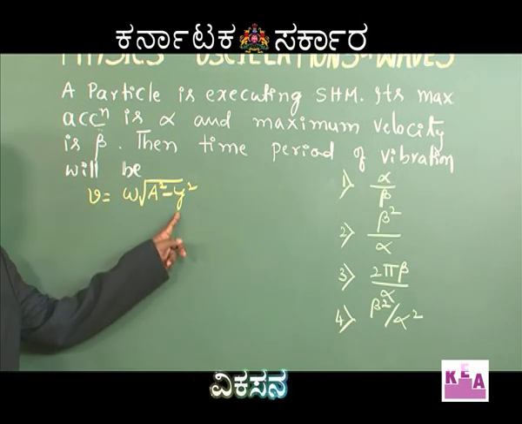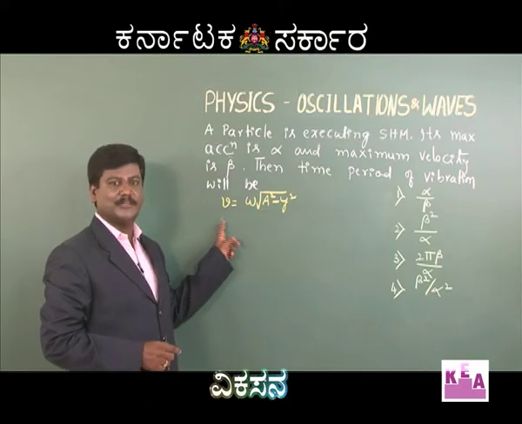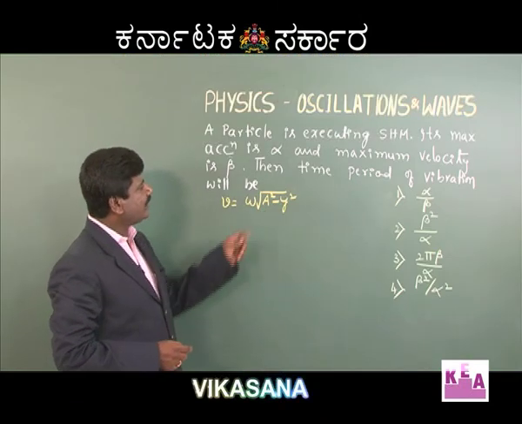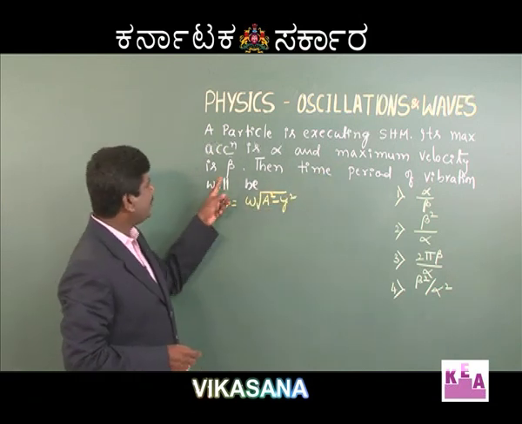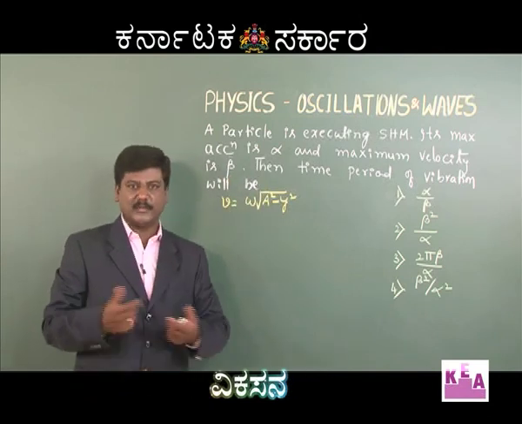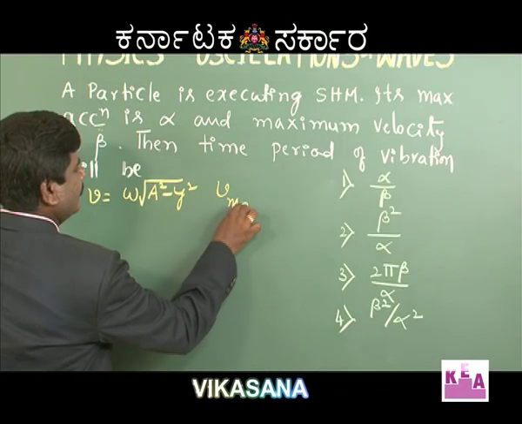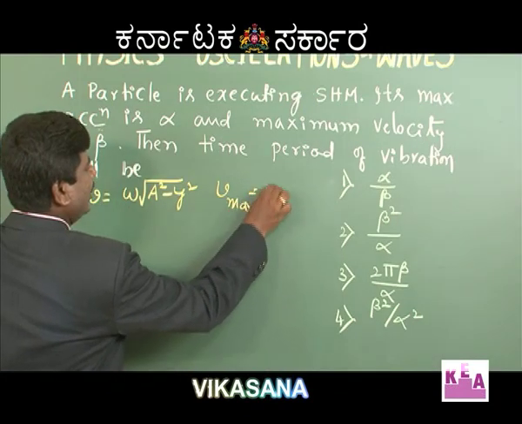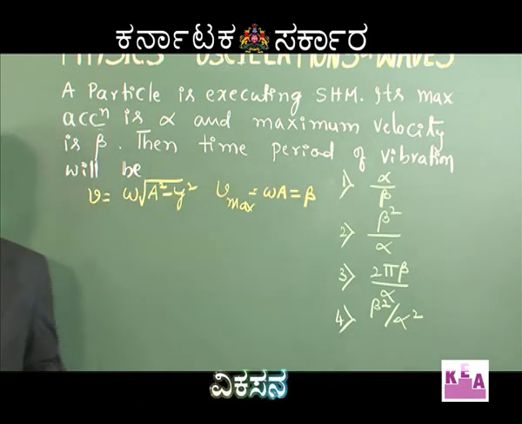When displacement is 0, velocity is maximum. When displacement is maximum, velocity is minimum. Now in our problem, maximum velocity is given. Maximum velocity is given by beta. So using this formula we have to calculate the maximum velocity. Therefore v maximum is equal to omega into a, that is equal to beta. It is the first part of the problem.